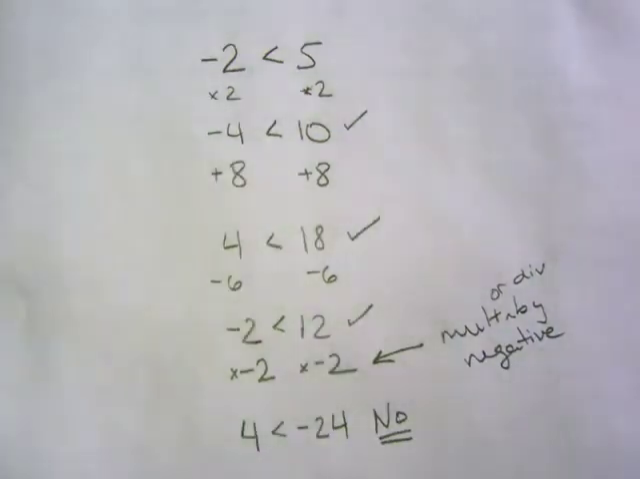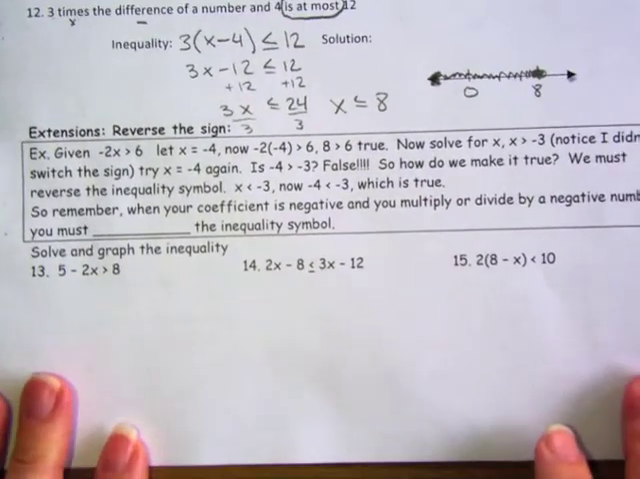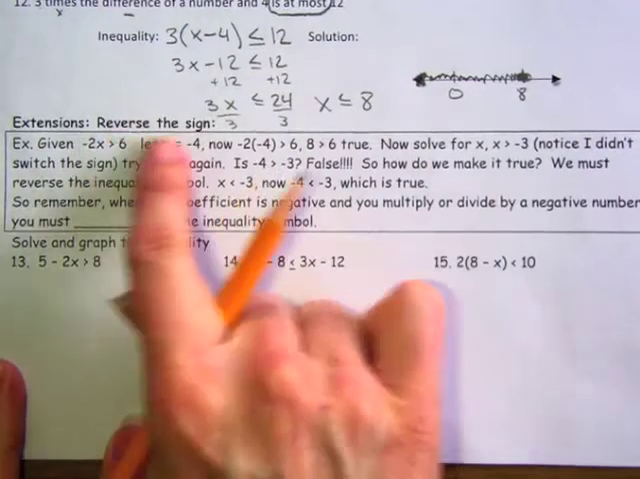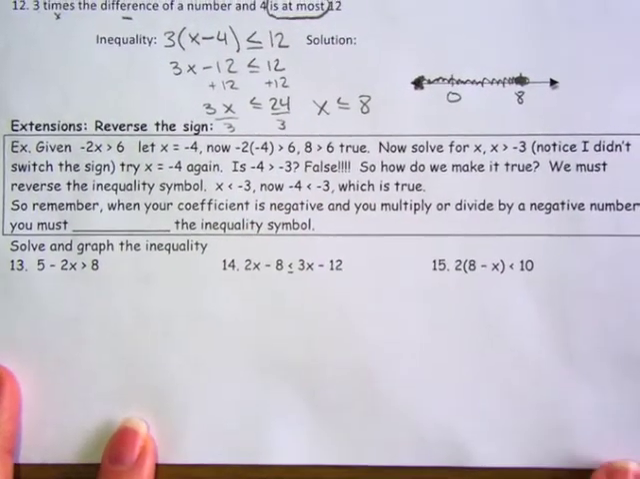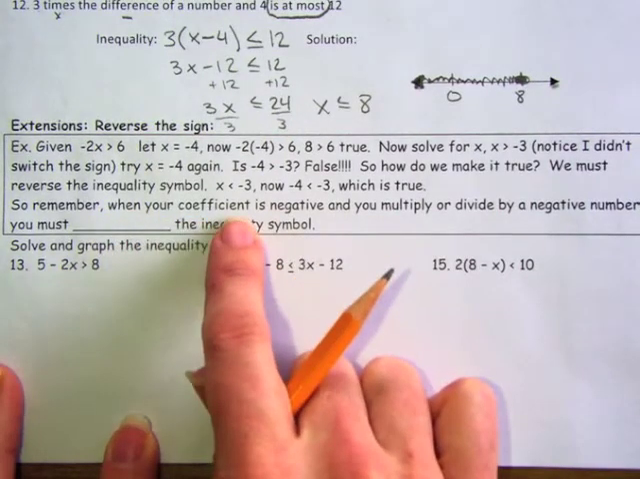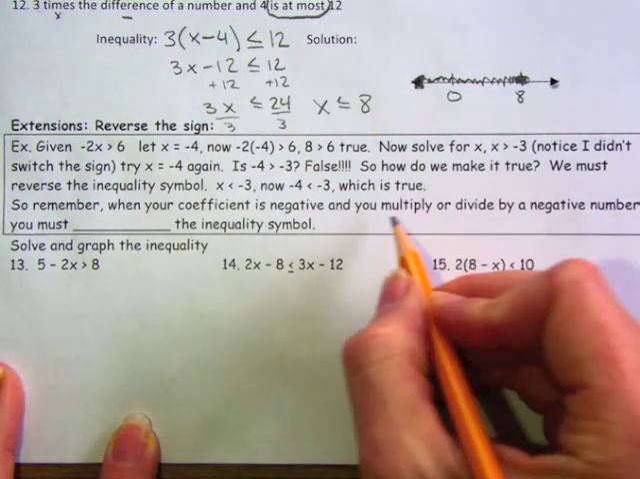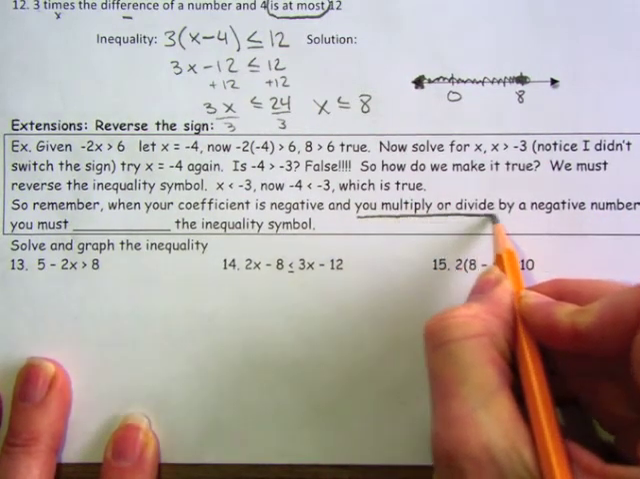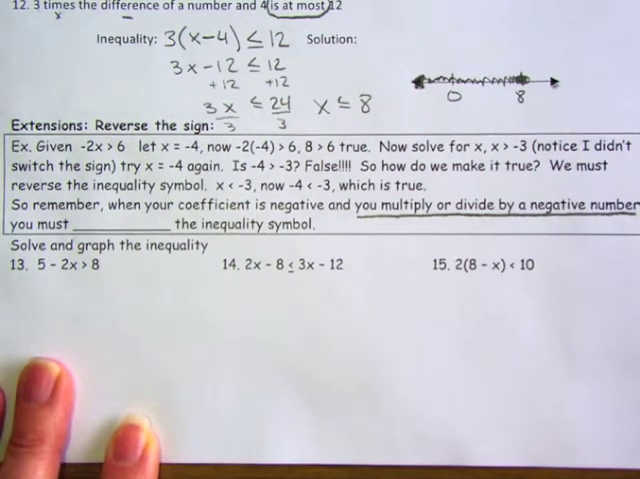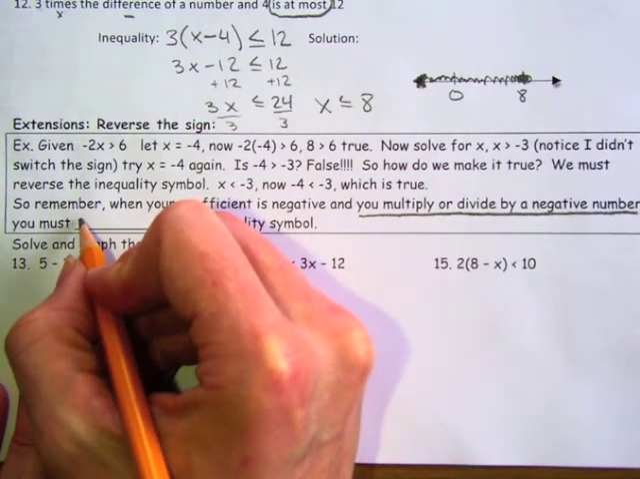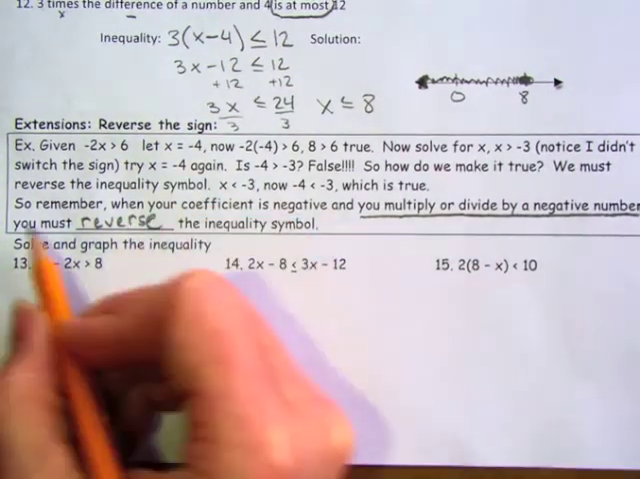So let's pull back out our note sheet. I guess you probably still have it out. I need to pull mine back out. You notice it says reverse the sign. Okay, it explains it a little bit there, but it's really wordy. What I want you to read here is when your coefficient is negative and you multiply or divide by a negative number, so here's the key thing. When you multiply or divide by a negative number, in order to keep the inequality statement true, you must reverse the inequality symbol.